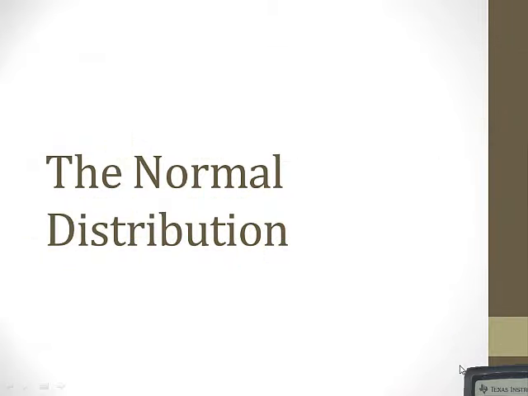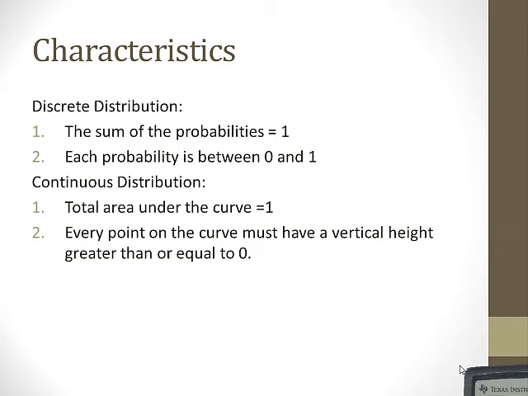Okay, in this lesson we're going to look at the normal distribution a little more in detail than we have in the past. Just some characteristics that we saw from a discrete distribution in an earlier lesson: the sum of the probabilities was 1, and each probability is between 0 and 1. We looked at binomial, being an example of a discrete distribution, and continuous distributions we're going to look at here.